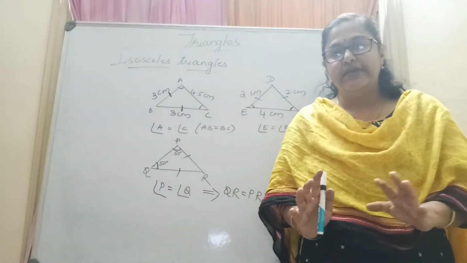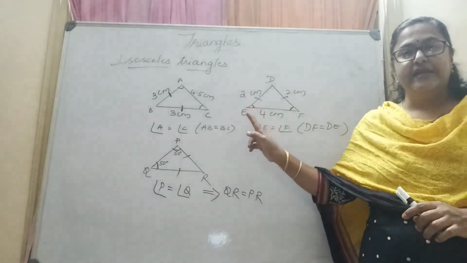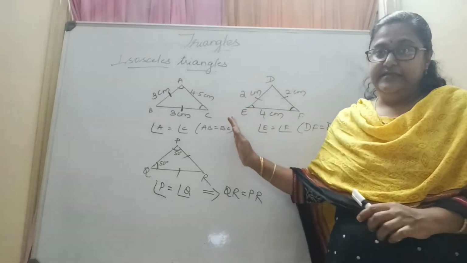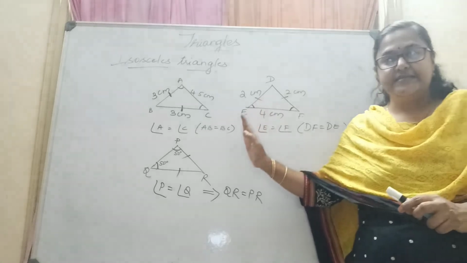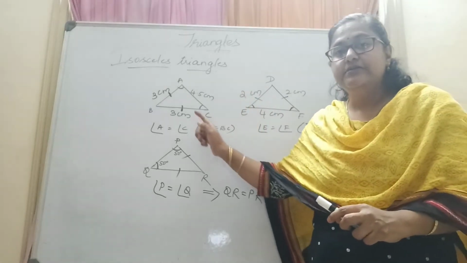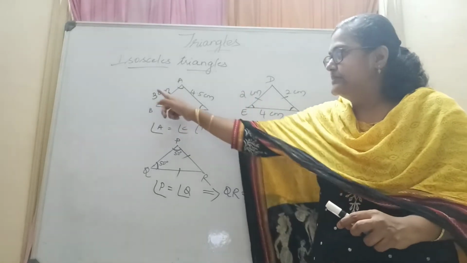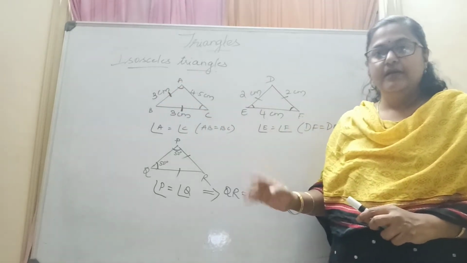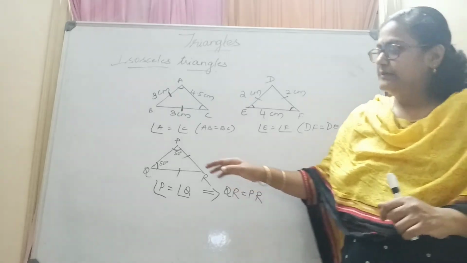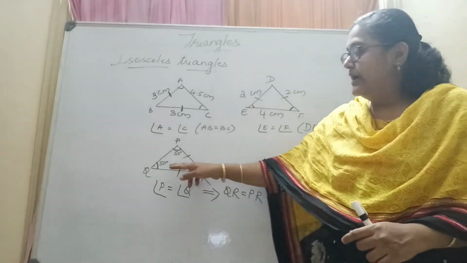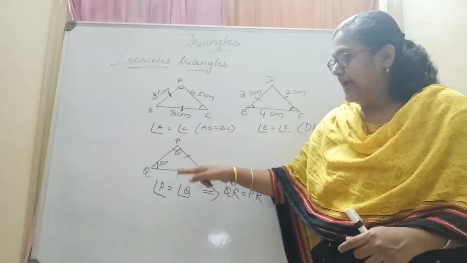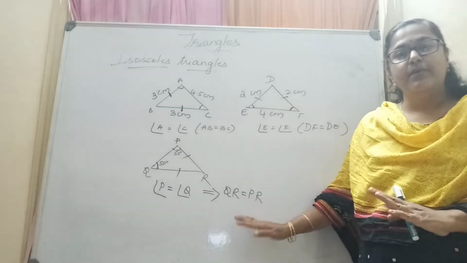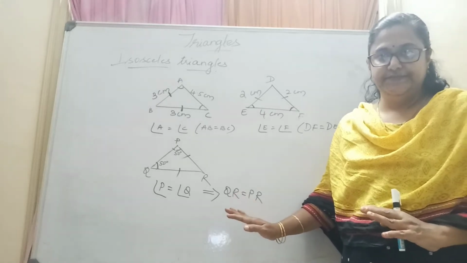So, in an isosceles triangle, what is an isosceles triangle? We just have a recap. Any two sides of a triangle, if they are equal, then that triangle is called an isosceles triangle. And in an isosceles triangle, angles opposite to equal sides are equal. The converse, that is the reverse, is: sides opposite to equal angles are equal. This is one important property about isosceles triangles.